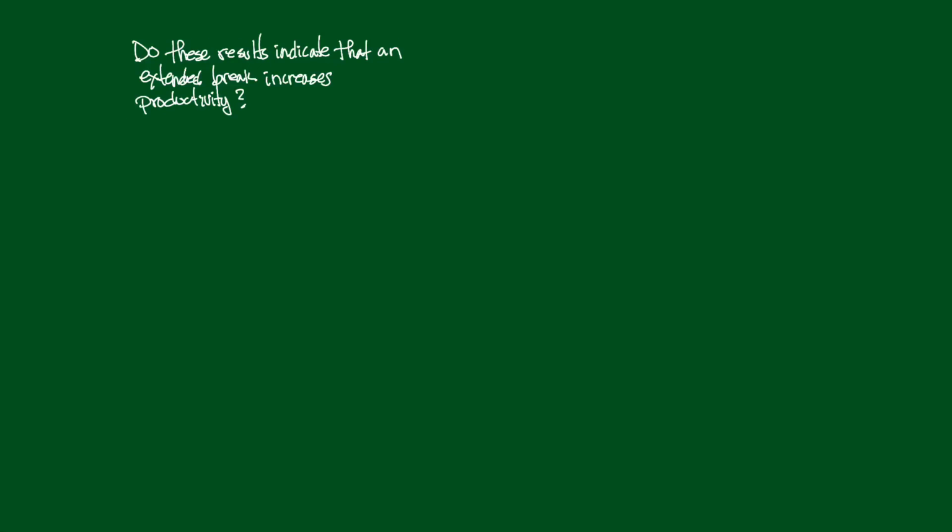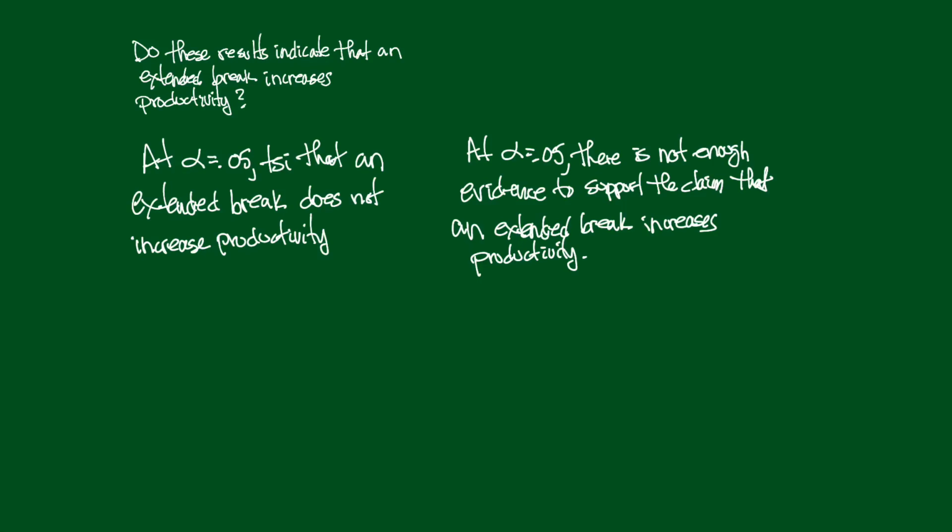So now let's write a conclusion. Here's our question, way back here. Do these results indicate that an extended break increases productivity? Our results show that there's no evidence for that, so I'm going to say this 2 ways. Here's one way. I could say at alpha equals 0.05, this sample indicates that, and then I'm just going to write what's in the sentence here, in the wording of the problem. This sample indicates that an extended break does not increase productivity. That's one way to say it. Another way might be at alpha equals 0.05, there is not enough evidence to support the claim that an extended break increases productivity.